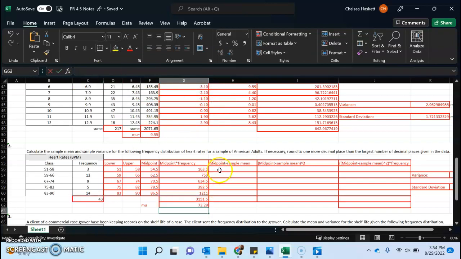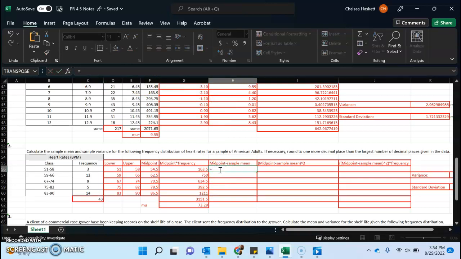Okay. Now midpoint minus sample mean. So I'm going to do equals midpoint. Right, this is to find the variance. So we found the mean. Now to find the variance, you do midpoint minus that sample mean.